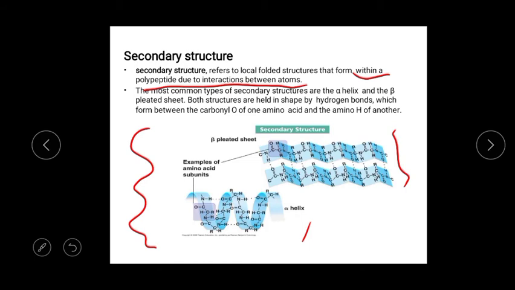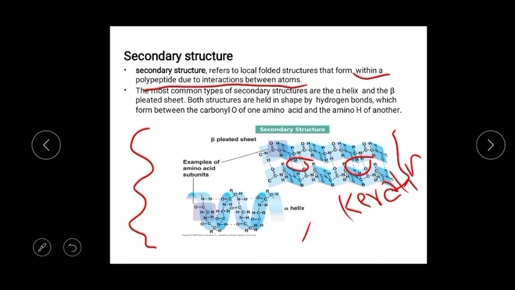In the beta pleated structure, the peptide chains lie side by side in a zigzag manner. Here you can see that, and it gives a flat sheet type structure. For example, keratin has a beta pleated structure. This keratin is present in our hair and in the silk of silkworms. It has a beta pleated structure.